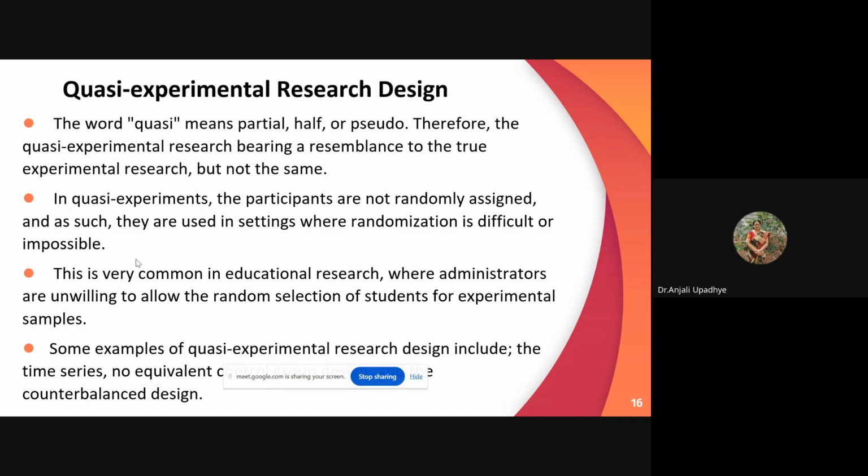It is very common in educational research, where administrators are unwilling to allow random selection of students for the experimental samples. Some examples of this research design include time series data, or behavioral patterns data, or rare diseases like schizophrenia or other sex-related diseases. The people are not giving the information at that time. At that time, we are going to use quasi experiments.